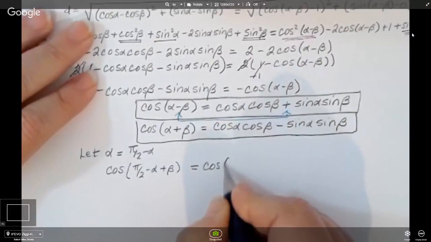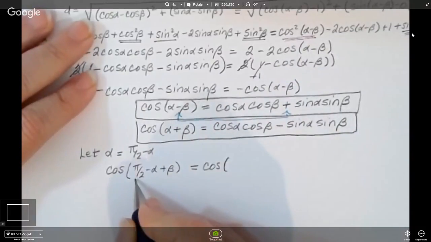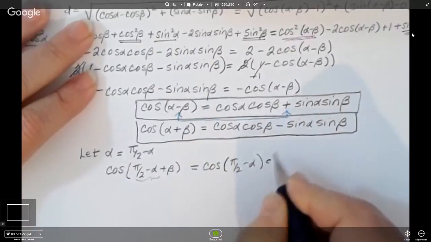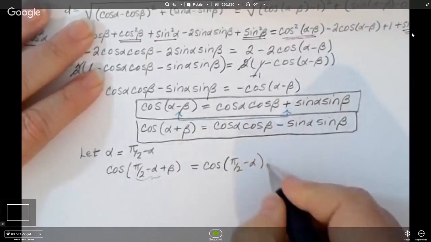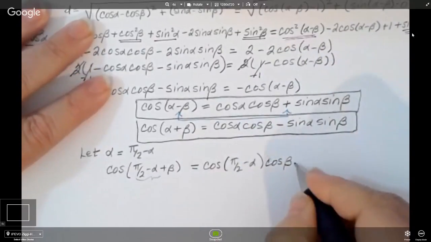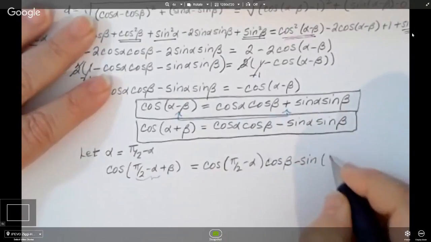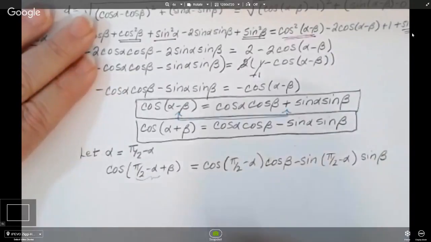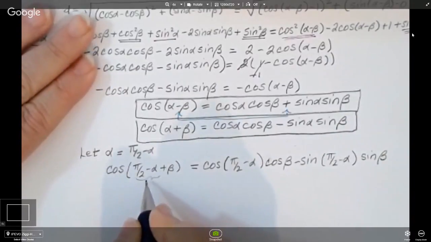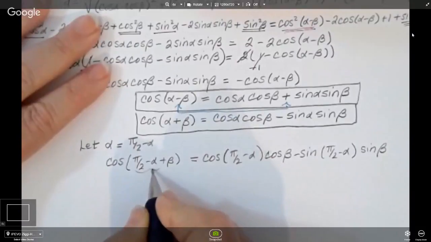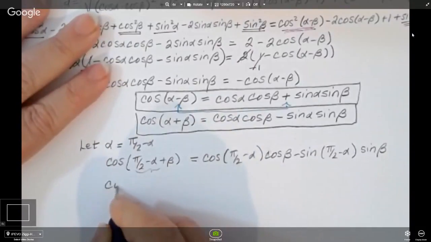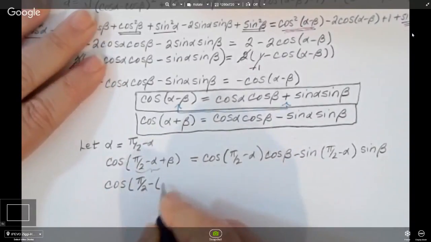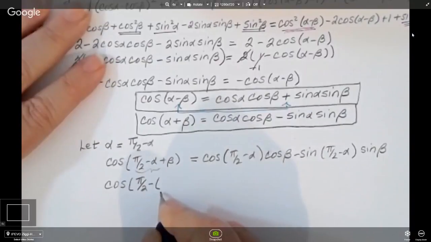This would be the cosine of, taking the first angle here, pi over 2 minus alpha times the cosine of beta, minus the sine of pi over 2 minus alpha, sine of beta. All right, and then on this side, I'm going to factor out a negative out of the last two, because I'm trying to eventually get to the cofunction identity to help me out here.